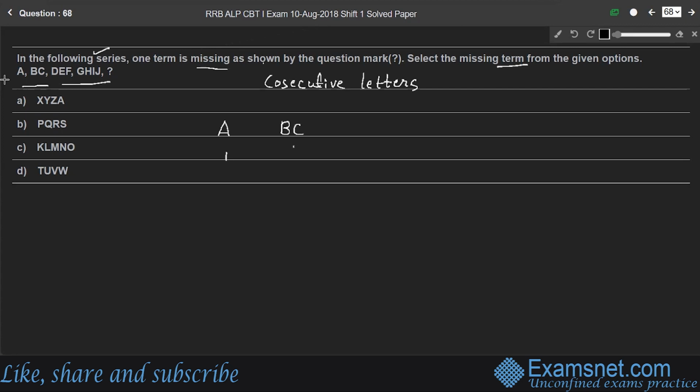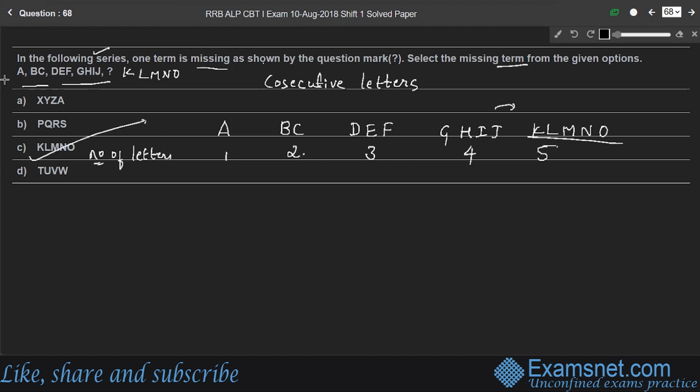So in the second term, they've taken 2 letters, right? And in the third term, they have taken D, E, F. These are consecutive letters to C, right? So 3 letters they have taken, and the next letters are G, H, I, J, 4 they have taken. And in the fifth term, we have to take 5 letters, right? Which are next to J: K, L, M, N, O. These are the 5 letters in the fifth term, KLMNO. Hence, option C is the right answer.